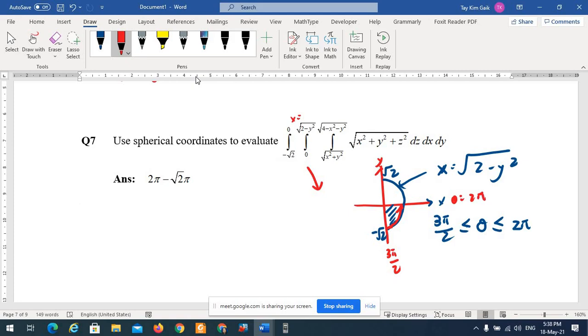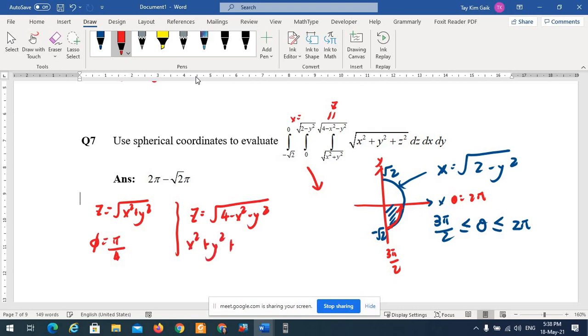And the limit of z is similar to question 6. From z equals sqrt(x squared plus y squared), you square both sides, simplify, and you get phi equals pi over 4. The upper limit of z is z equals sqrt(4 minus x squared minus y squared). You square both sides: x squared plus y squared plus z squared equals 4, so rho squared equals 4, rho equals 2. So rho is from 0 to 2, phi from 0 to pi over 4, and theta from 3 pi over 2 up to 2 pi.